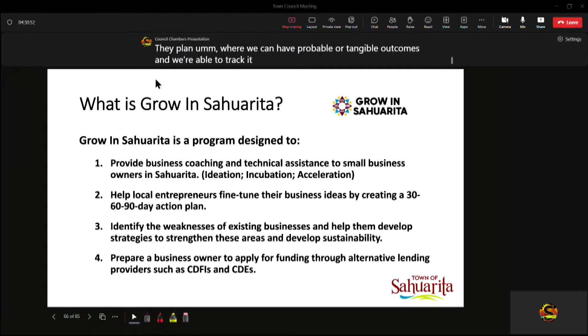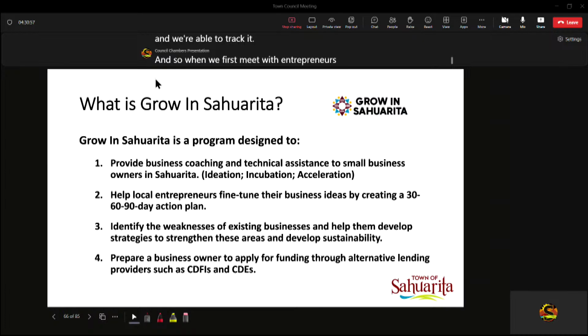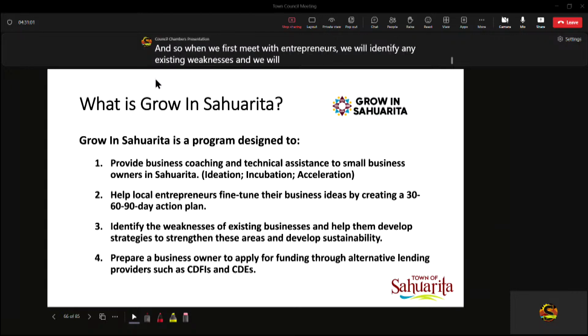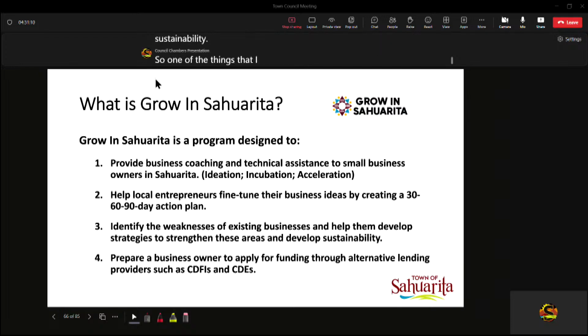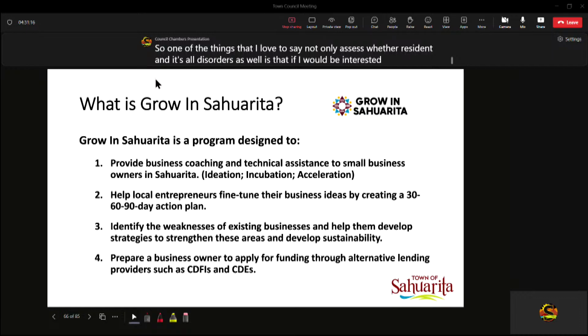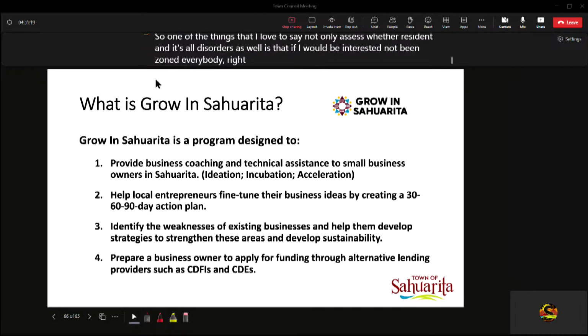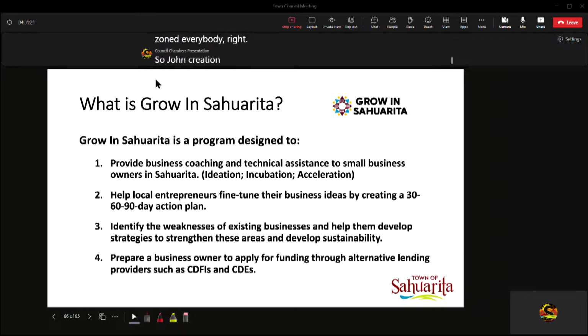And so when we first meet with entrepreneurs, we will identify any existing weaknesses, and we will help them develop strategies to strengthen these areas. And the goal of all this is to develop sustainability. So one of the things that I love to say, not only as a Sahuarita resident and a small business owner as well, is that if I win as a small business owner, everybody wins, right? So job creation, revenue increase, access to capital, so on and so forth.